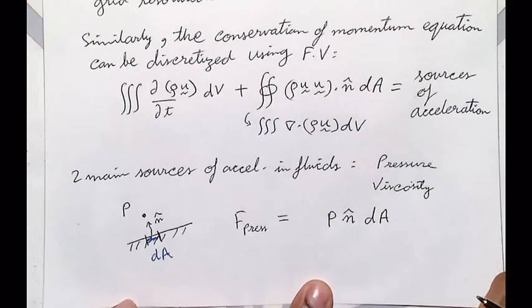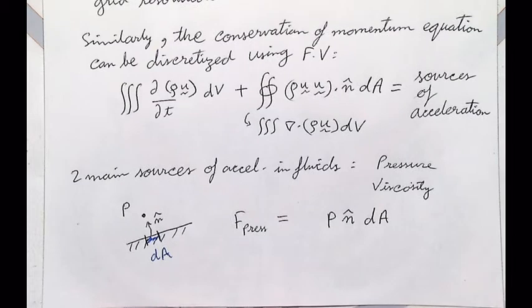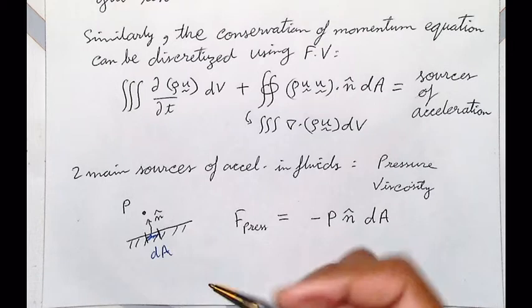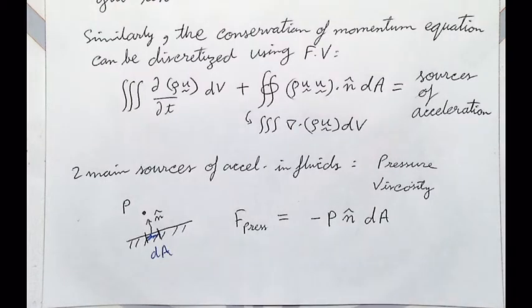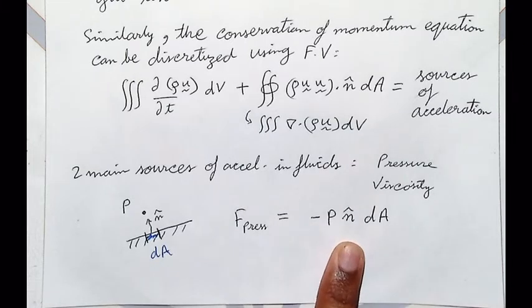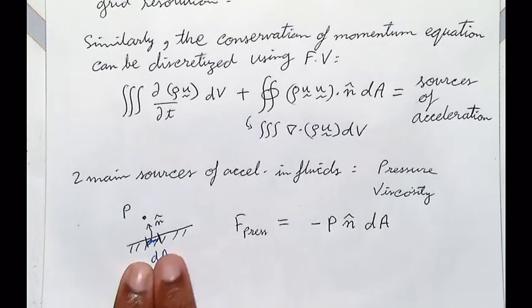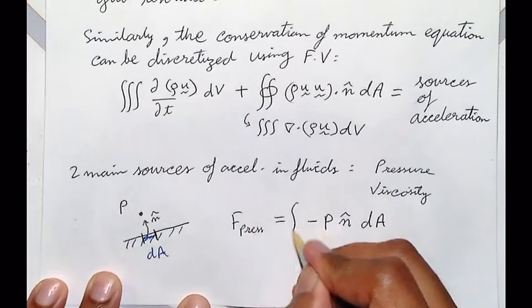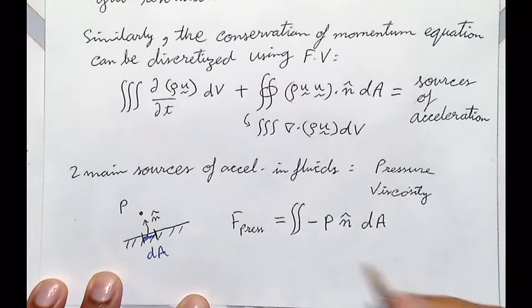Minus. Explain why. Because it must be orthogonal to the surface. The normal always comes out of the surface, but the pressure force will be acting towards the surface. That's why minus N. That's an infinitesimal force, and we integrate it over the whole area. That becomes the net force.